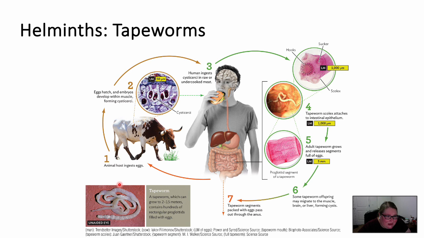Now, this is from our textbook. This is not a microscopic image. This is a real tapeworm. So you can see the head and you can see the segmented regions. This is what it really looks like. They're a little bit gross. Kind of cool, but gross at the same time. Okay, so that is the life cycle and infection cycle of helminths, specifically tapeworms.